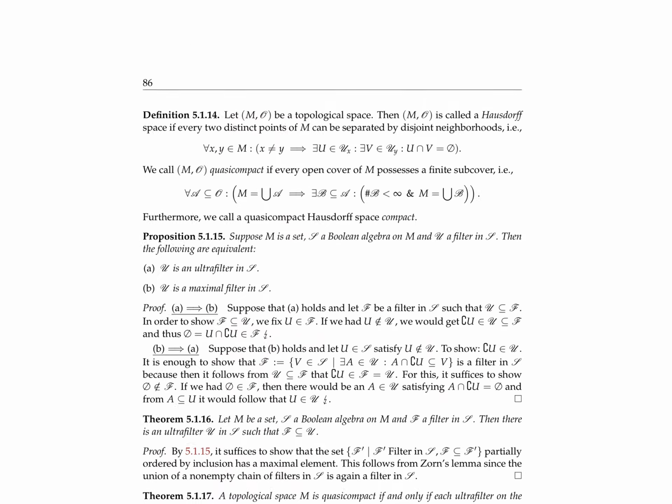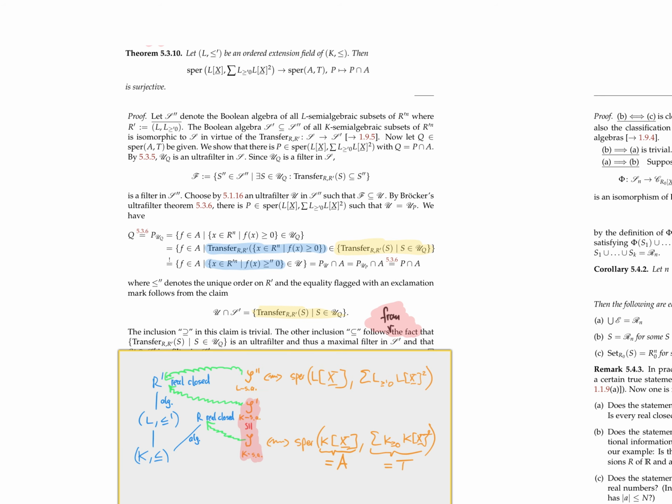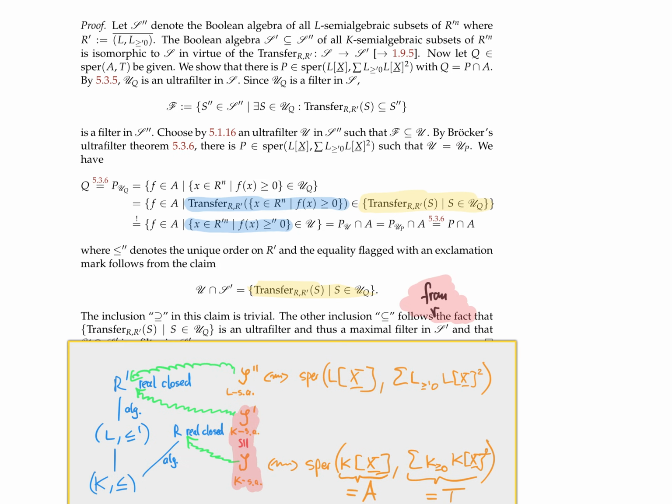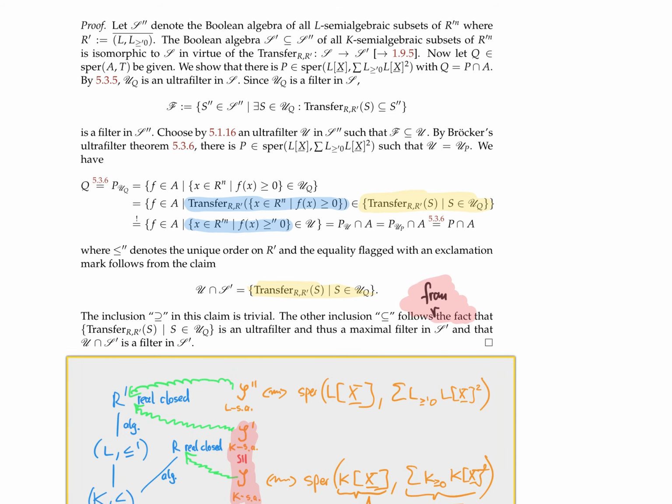Maybe let's see this again. So that was this proposition. And so everything I have to show is that U intersected S prime is a filter in S prime, right? And that that's actually trivial, right? Just verify axiom by axiom. Everything is trivial.